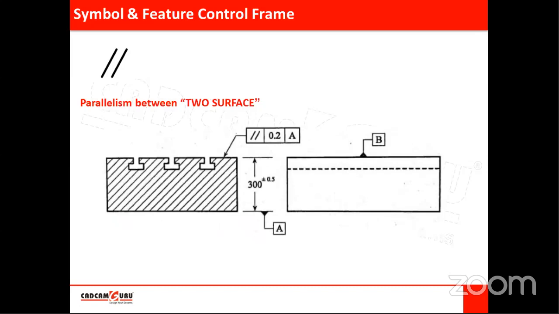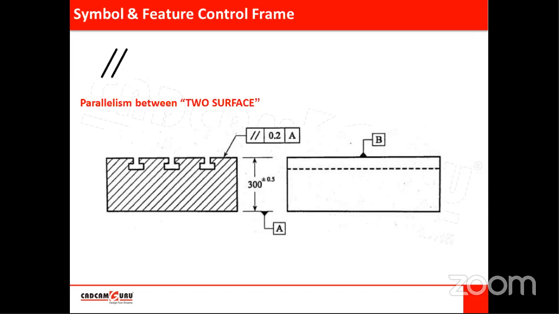Now, how to draw a feature control frame? A feature control frame requires a characteristic symbol. For parallelism, this is the symbol, you can see it on the screen: two parallel lines at a 60-degree angle. This is the symbol for parallelism, and it is placed in the first chamber of the feature control frame. First we will consider parallelism between two surfaces. Two surfaces must be parallel within the specified limit.